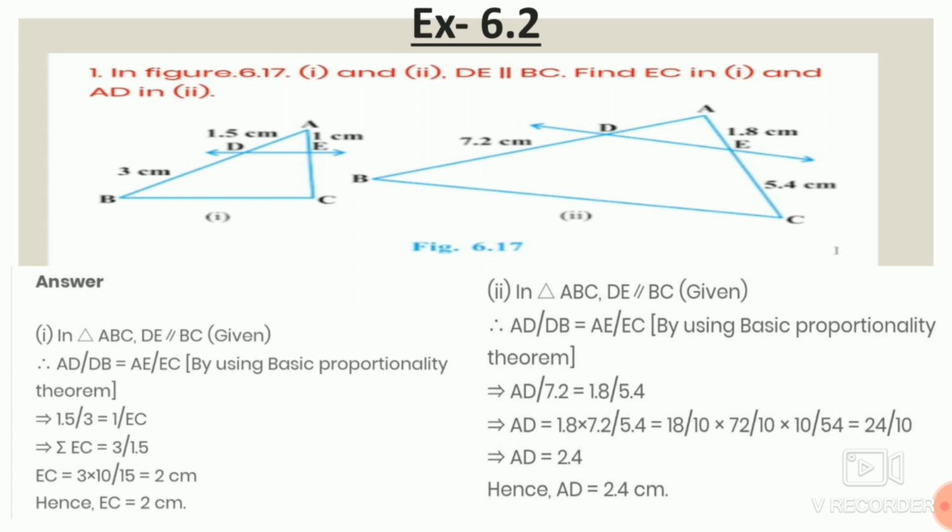In the second question, again we have DE parallel to BC. So we can apply the basic proportionality theorem here. Here the value of AD is unknown, so we have to find it out. DB, AE and EC are given as 7.2 centimeter, 1.8 centimeter and 5.4 centimeter. So we'll put the values and ultimately calculate, and it will come out as AD equal to 2.4 centimeter.